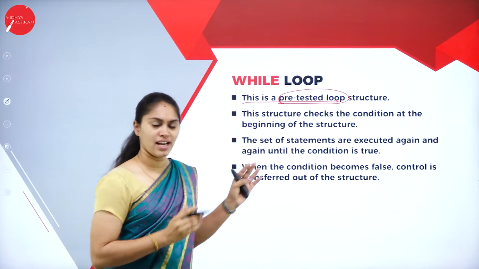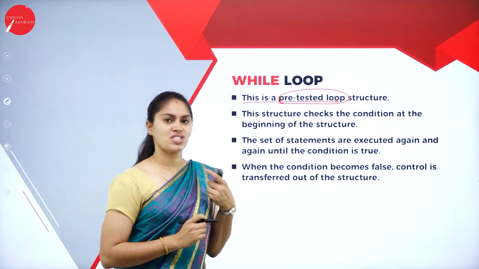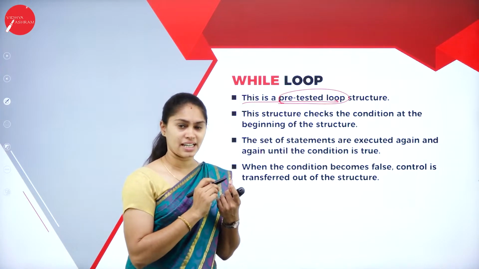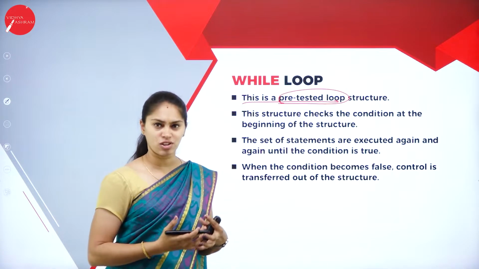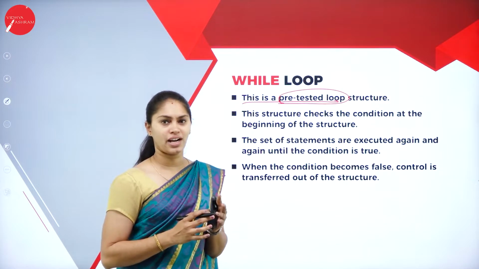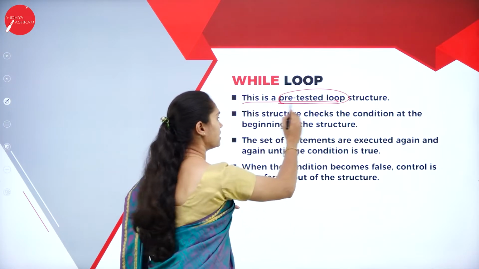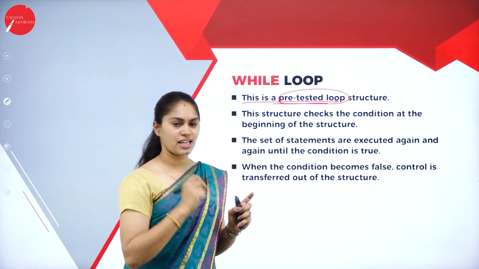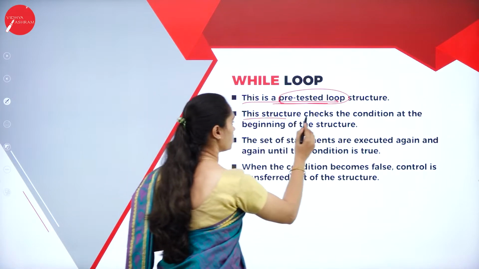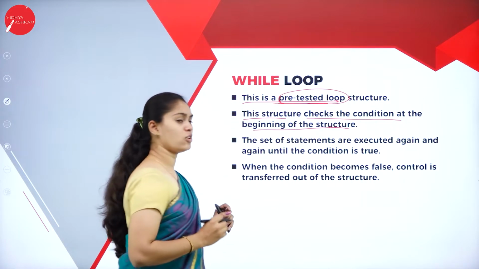That means I have some condition. I first check the condition. If this condition is true, then only I allow the set of instructions to be executed. That is why it is called a pre-tested loop structure. First, we test the condition. That is the main point. This structure checks the condition at the beginning of the structure.